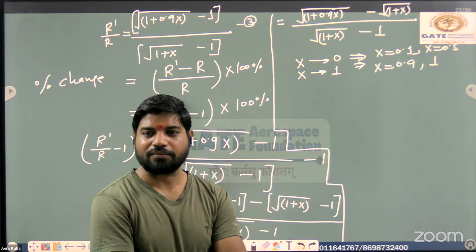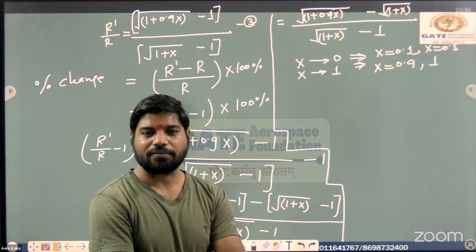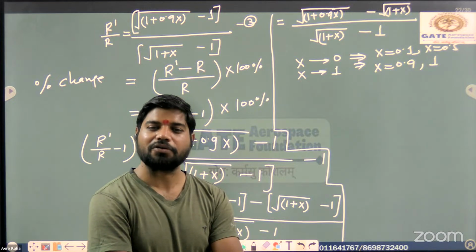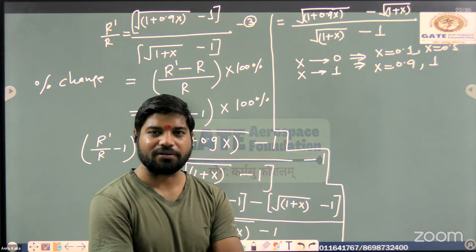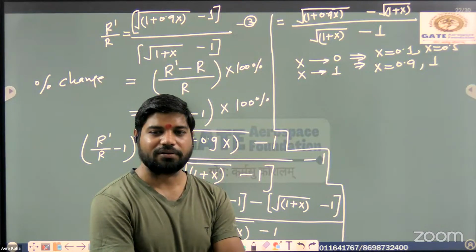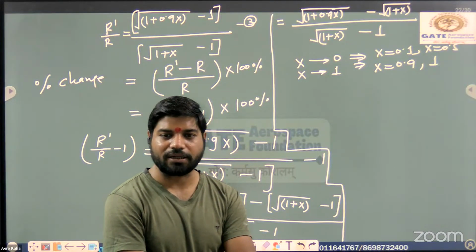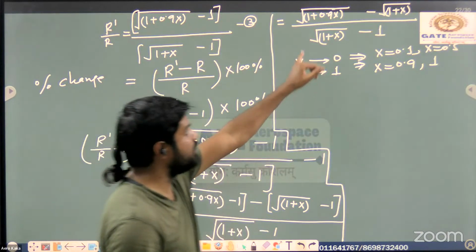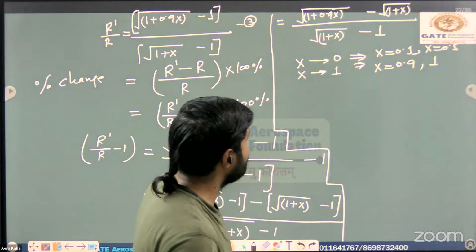L'Hospital's rule, sir, you use. Indeterminate form. But what do we call it? Yeah, very good. That's a 0 by 0 form, right? So if you are putting exactly x is equal to 0 here, how much will you get?